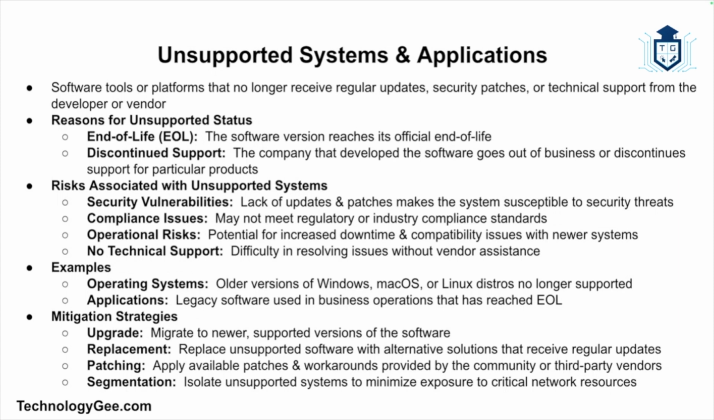Next, let's talk about unsupported systems and applications. Unsupported systems and applications are software tools or platforms that do not receive regular updates, security patches, or technical support from the developer or vendor. And this situation often arises when a software version reaches its official end of life, or the company that developed the software goes out of business or discontinues support for particular products.